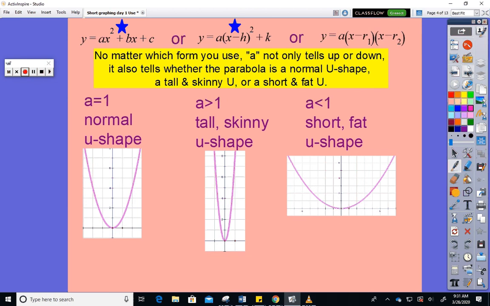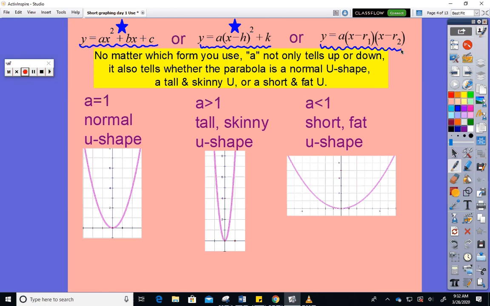Now, same thing. I'm still looking at standard form, vertex form, factored form. Okay? Again, A is A is A. It doesn't matter what form you're looking at. A doesn't only tell you whether the parabola opens right side up or upside down.